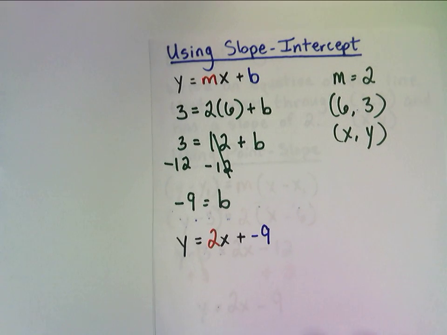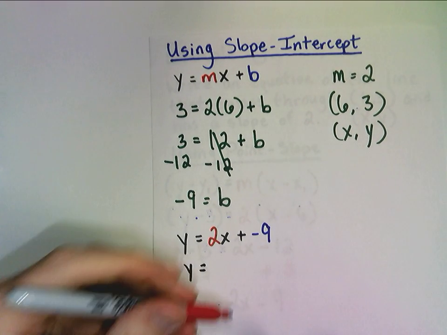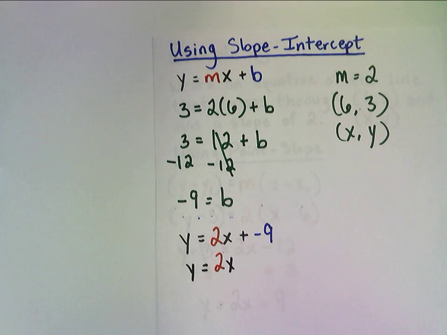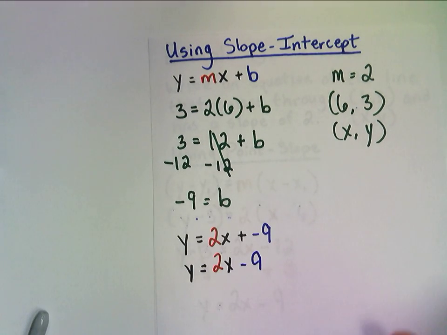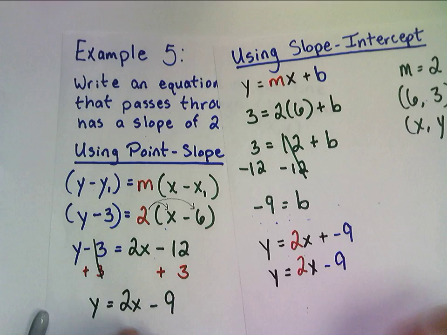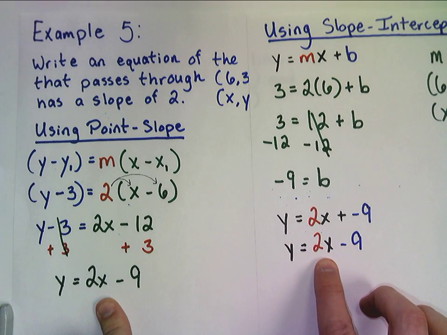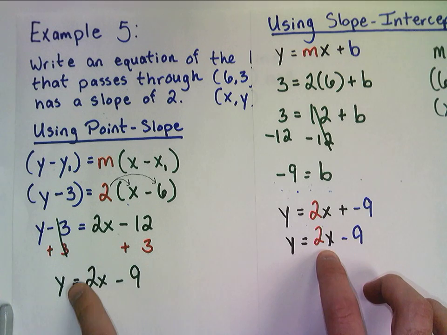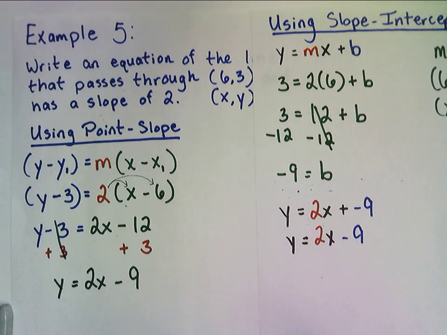I'll rewrite that in another way that we've been used to. y equals 2x, and then we can just say -9. But plus -9 is just fine. So as we can see, these two different methods of solving gave us the same equation. Use whichever one you prefer, unless otherwise specified on an assignment or something like that. I much prefer using point-slope form. I think it's a little bit quicker than using slope-intercept form. But like I said, both work.